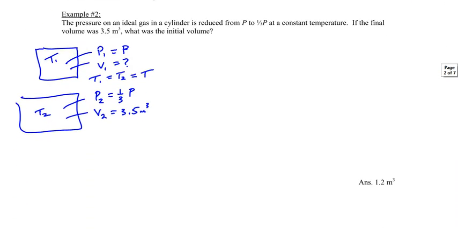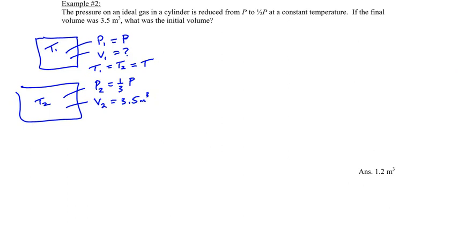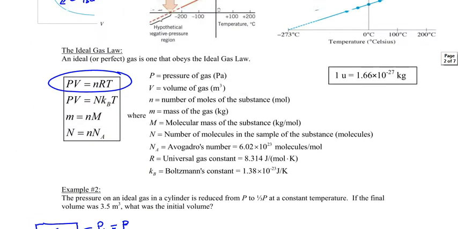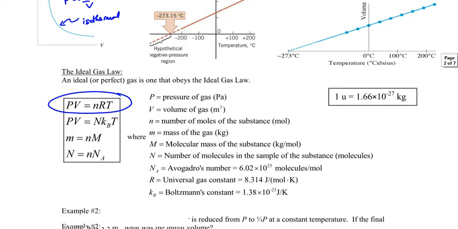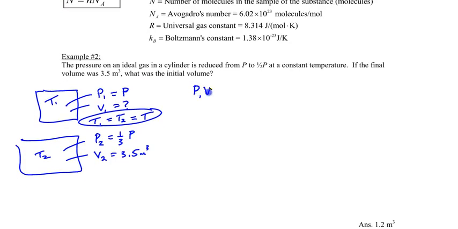So for example number 2, you have a situation where the initial pressure is P and the volume we're looking for, and the temperature is T. And the final pressure is a third, and the volume is 3.5. Now the key fact here is that the temperature is remaining constant. And so this is a constant temperature process, which is really Boyle's law, where you could use the concept that pressure 1 times volume 1 is equal to pressure 2 times volume 2. And that's because the temperature is constant.